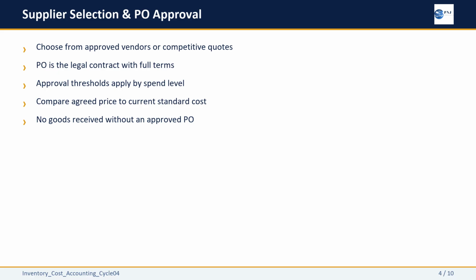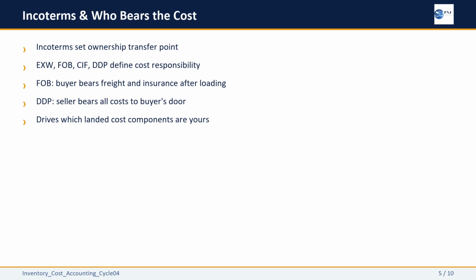One term on that order deserves its own slide, because it quietly determines your costs. Incoterms decide where ownership transfers and which landed cost components the buyer carries, so they are critical to costing. Consider 2 extremes. Under FOB, the buyer bears freight and insurance once the goods are loaded, so those costs land in your inventory value. Under DDP, the seller bears all costs right up to your door, so far less freight flows to you. Most people assume the invoice price tells the whole story, but the Incoterm tells you what hidden costs you are about to inherit. Read it before you sign, because it changes the math you will do at receipt.